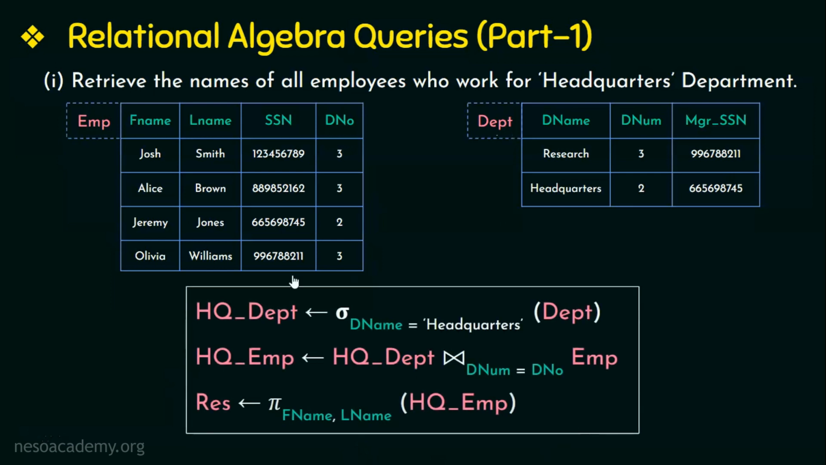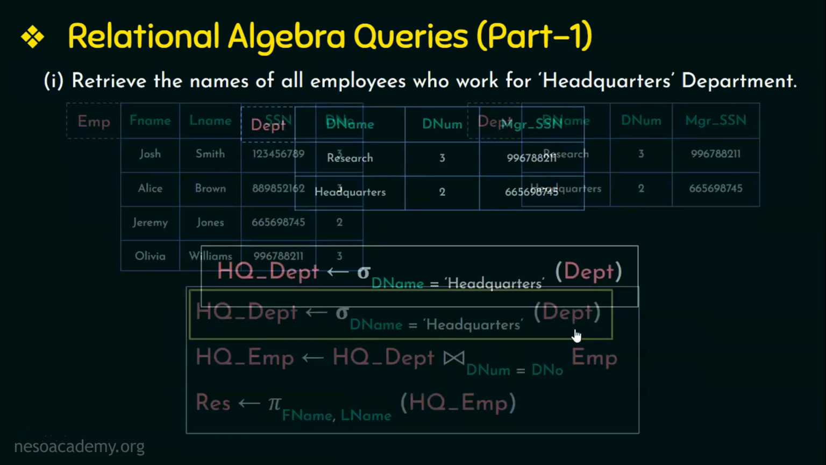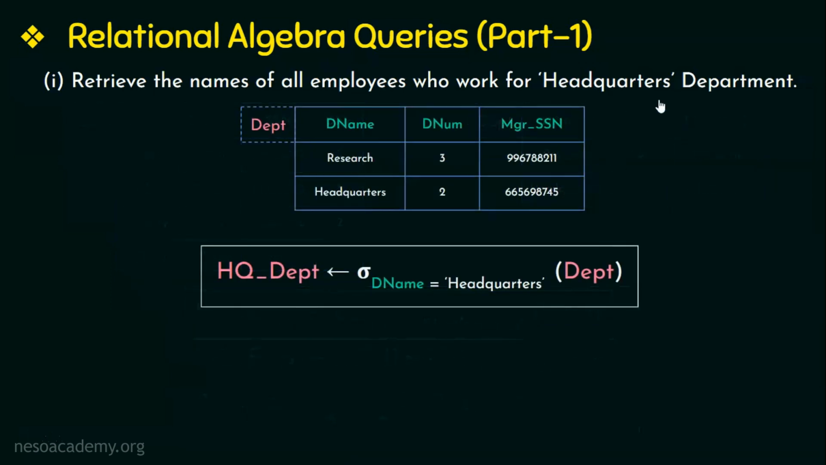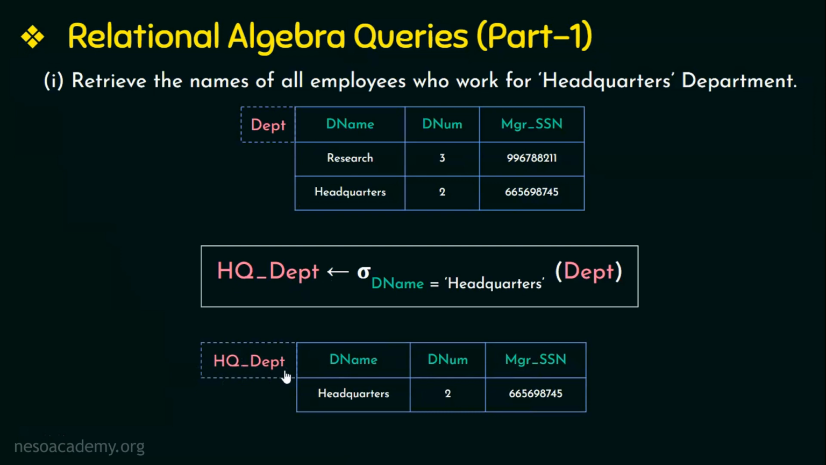And this is how we write the query for this question. We will be discussing them step by step. Since we need to know the employees who work in headquarters department, we first need to get the details of the department headquarters. So that is the first step. Let us see how this step works. Since we need details of only the headquarters department, the tuple with DName as headquarters is selected from the department relation and it is stored in this relation. So this relation contains the details of the headquarters department.